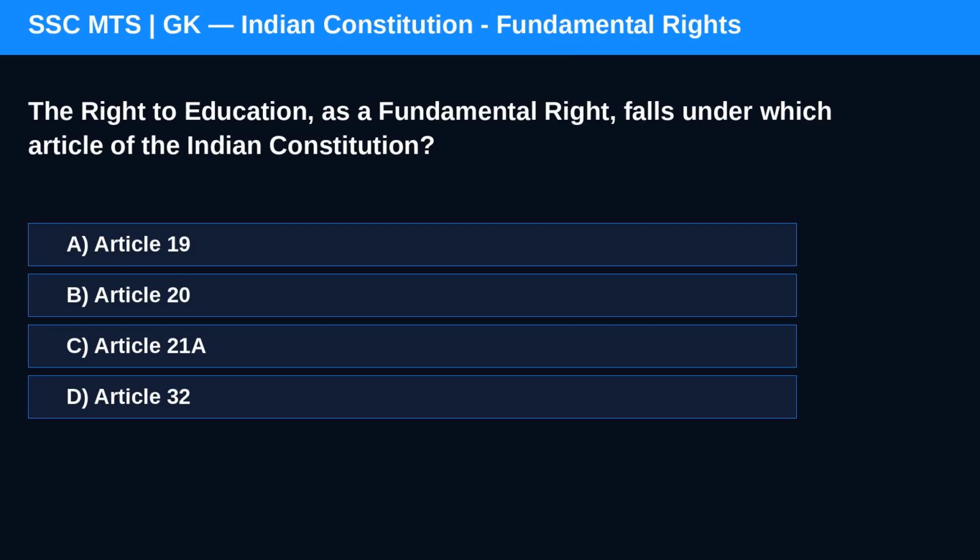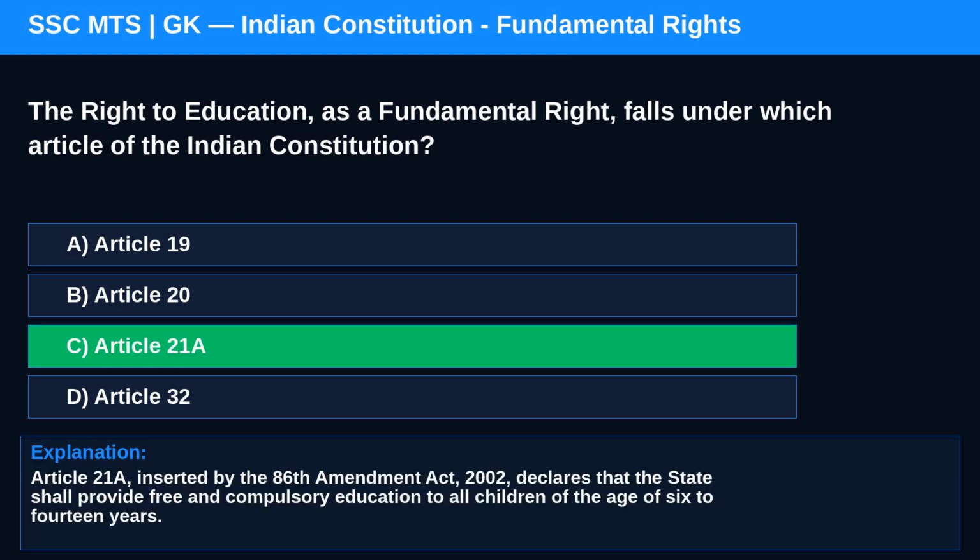Question 2. The right to education, as a fundamental right, falls under which article of the Indian Constitution? Option A, Article 19, Option B, Article 20. Correct answer is C. Article 21A, inserted by the 86th Amendment Act, 2002, declares that the state shall provide free and compulsory education to all children of the age of 6 to 14 years.